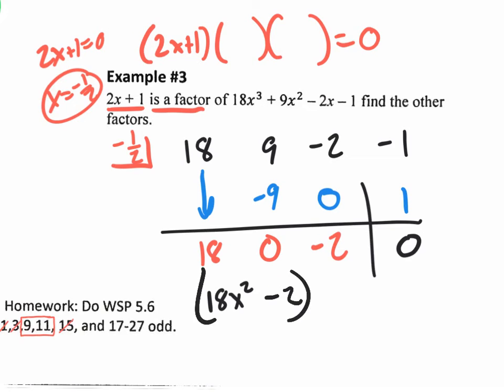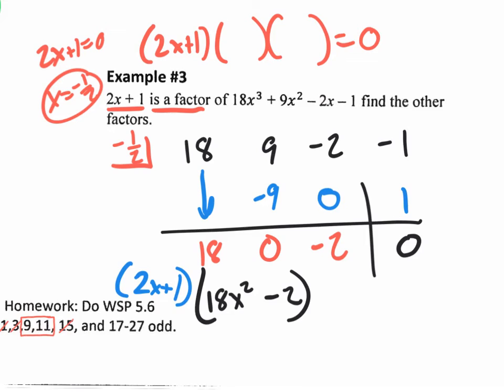This is my depressed polynomial. And we know that if we took that binomial 2x plus 1 that they told us was a factor, and put it in front of this, if I were to distribute and combine like terms, I'd get back to my original cubic polynomial. But that's not what they want. What they want is all the factors. Find all the other factors.